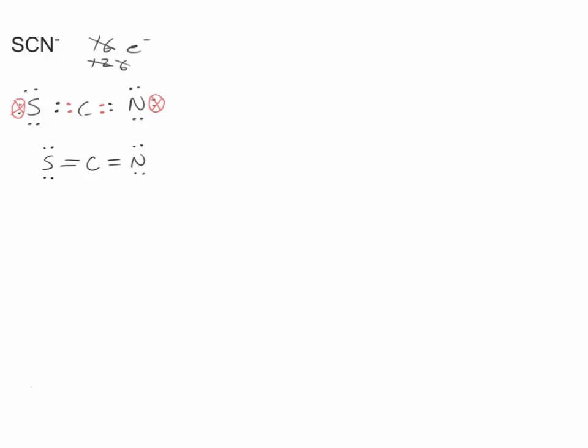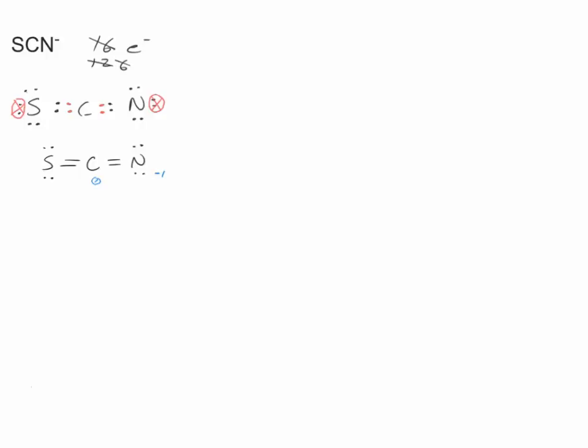Carbon wants 4 valence electrons according to the periodic table. How many does it have? 1, 2, 3, 4. 4 minus 4 is 0. The formal charge on carbon is 0. Nitrogen. Nitrogen wants 5 valence electrons according to the periodic table. How many does it have? 2, 4, 5, 6. It wants 5. It has 6. 5 minus 6 is minus 1.